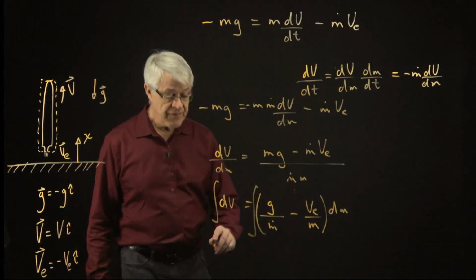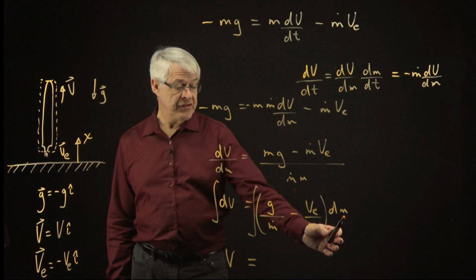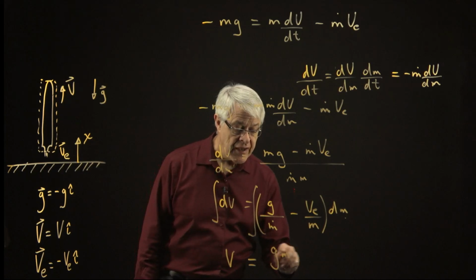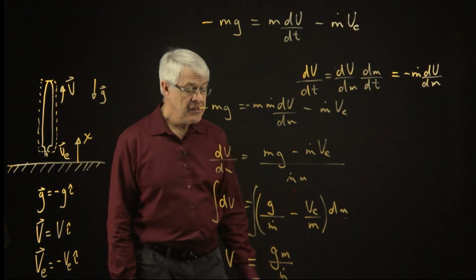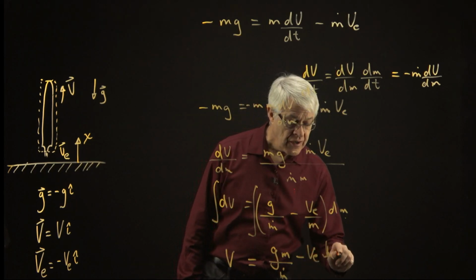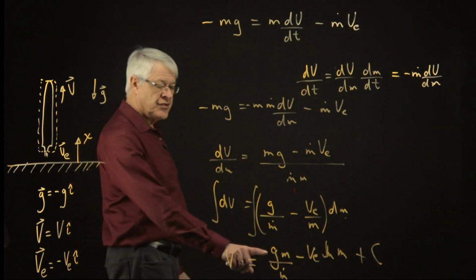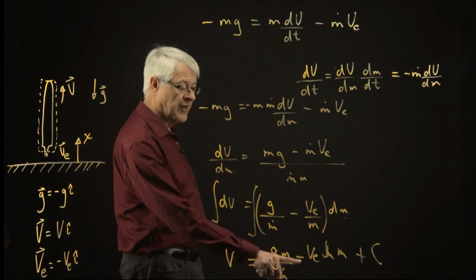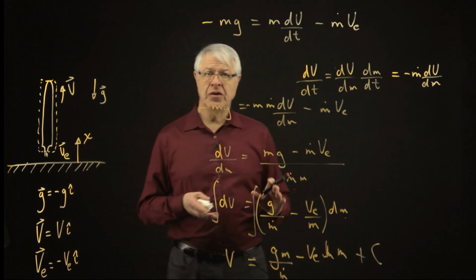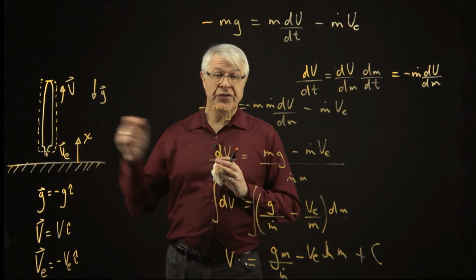So the integral of dv is just v. On the right-hand side, remember we're integrating with respect to m, right? So we're integrating with respect to m. So this will be just gm over m dot. And this will be minus ve times the log of m plus a constant of integration. All right? So gm over m dot minus ve log of m plus a constant. Now, in order to solve for the constant of integration, we need to know the velocity at one particular time. So this thing is starting off from rest.